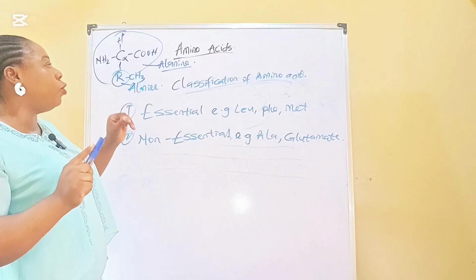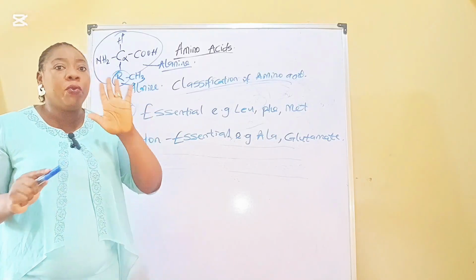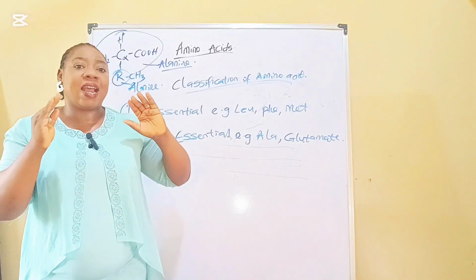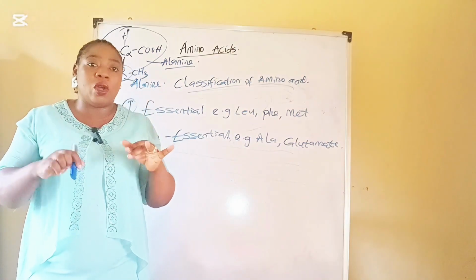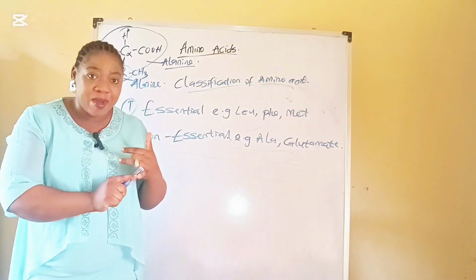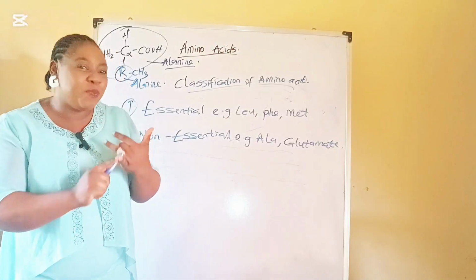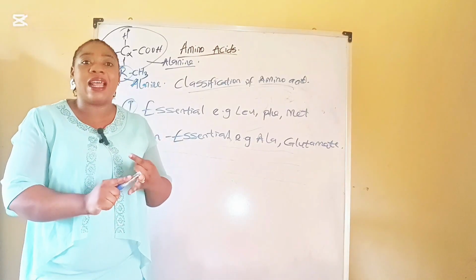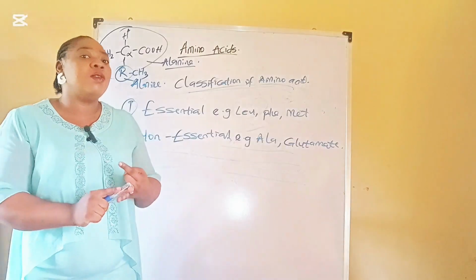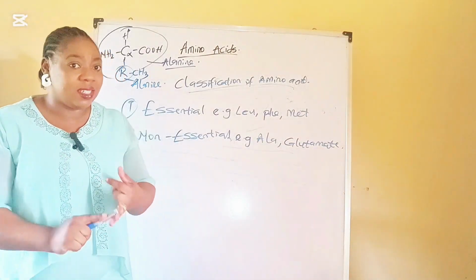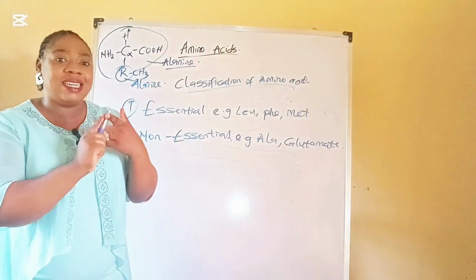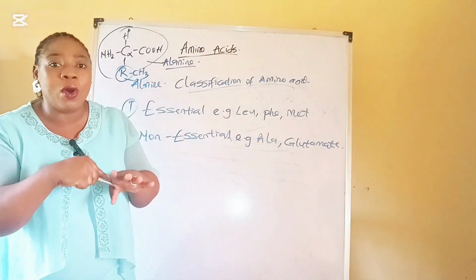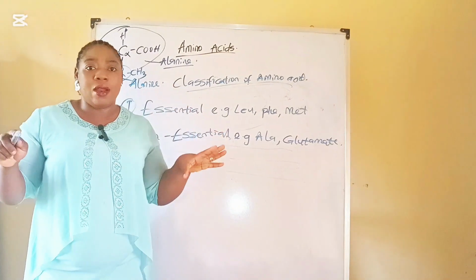From there we went to the classification of amino acids, where we made their classification based on their nature, and we made five classifications. The first one is the non-polar amino acid, also known as the hydrophobic amino acid. The second one is the polar amino acids, also known as the hydrophilic amino acids. The third one is the basic amino acids. The fourth one is acidic amino acids, while the fifth one is the aromatic amino acids.